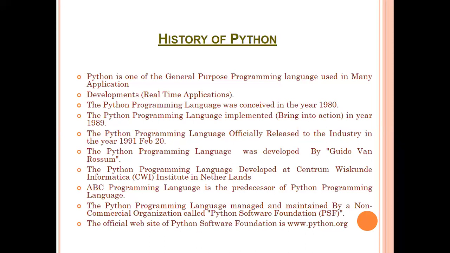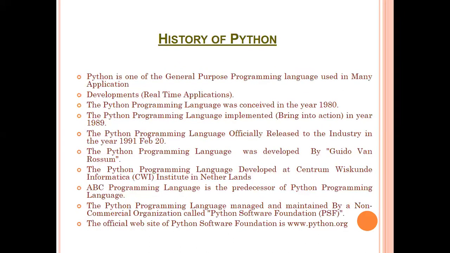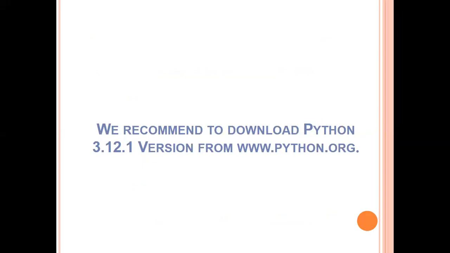ABC is the predecessor of the Python programming language. It is maintained and managed by a non-commercial organization, that is PSF, Python Software Foundation. And the official website of Python is www.python.org, from where you can easily download it. I have shown you the downloading process also yesterday.